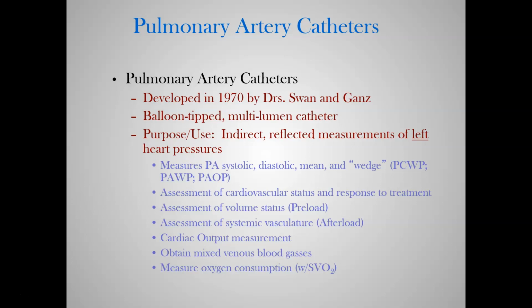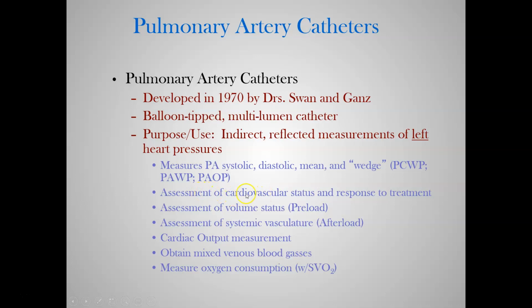So for example, I want to measure how much pressure the right side of the heart is pumping against. Well, how would I do that? Good question. I would use a Swan-Ganz catheter. What can I measure? All sorts of numbers: PA systolic, diastolic, mean, wedge, PCWP, pulmonary capillary wedge pressure, occlusion pressure.